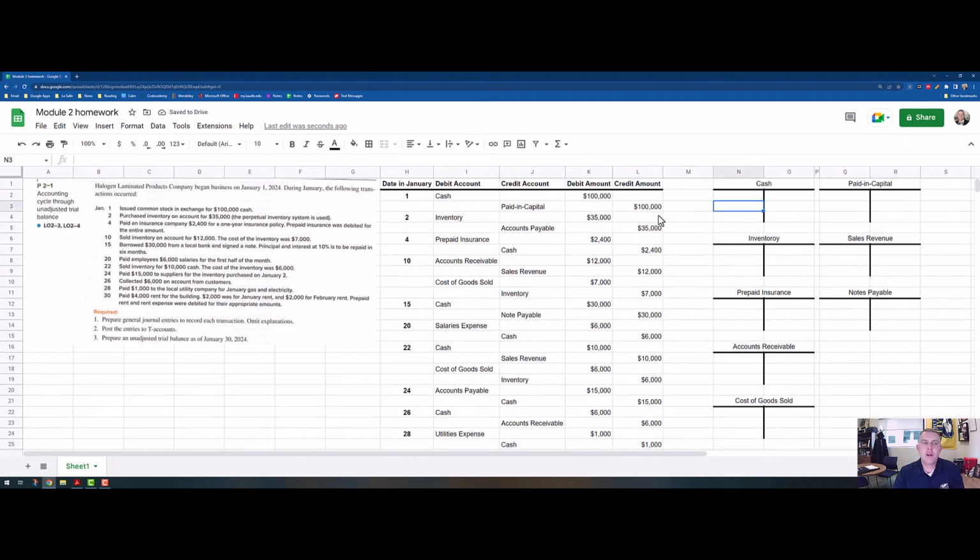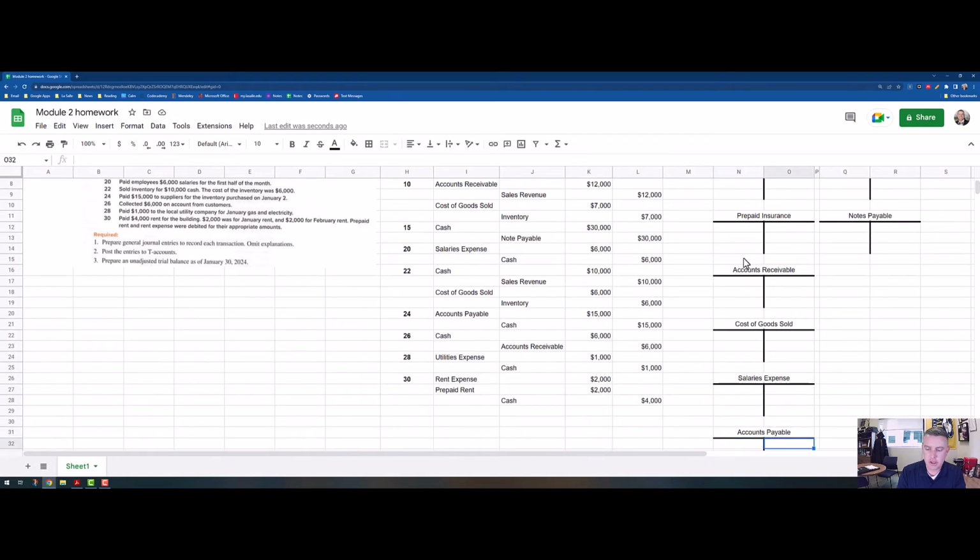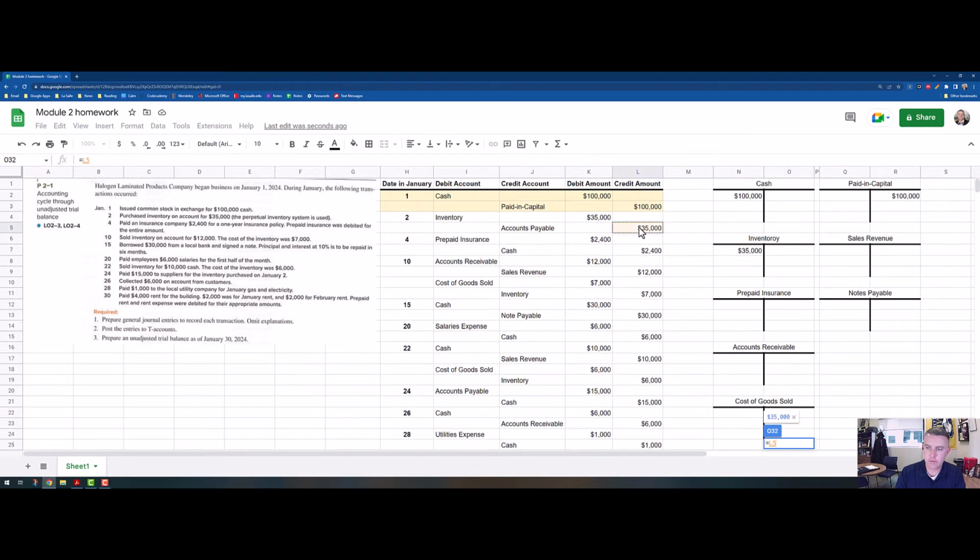Okay. So what I'm literally going to do is I'm going to just post these things. I'm going to put them into their T accounts. So here we have $100,000 as a debit and paid in capital over here of 100,000. So I've now recorded journal entry 1. I posted the entry to the T accounts. So I'm just going to mark this so I know I completed it. Now inventory is a debit of 35,000. Where are my accounts payable? Down here. Accounts payable is going to be a credit for 35. Okay. All right. Got that one.